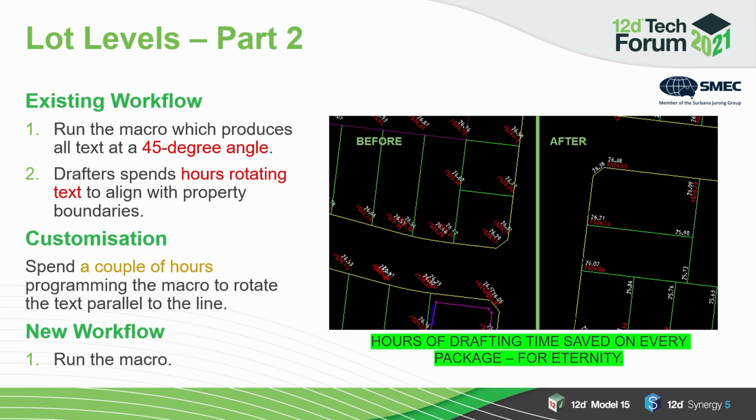And we can now have a look at the before and after. So the before is on the left side picture, the right's the after. The existing workflow was run the macro, which produces all text at a 45-degree angle. The drafter would then spend hours realigning this text with the property boundaries. My customization, spent a couple of hours programming the macro to rotate the text parallel or perpendicular to the lines, and the new workflow was as simple as just run the macro.